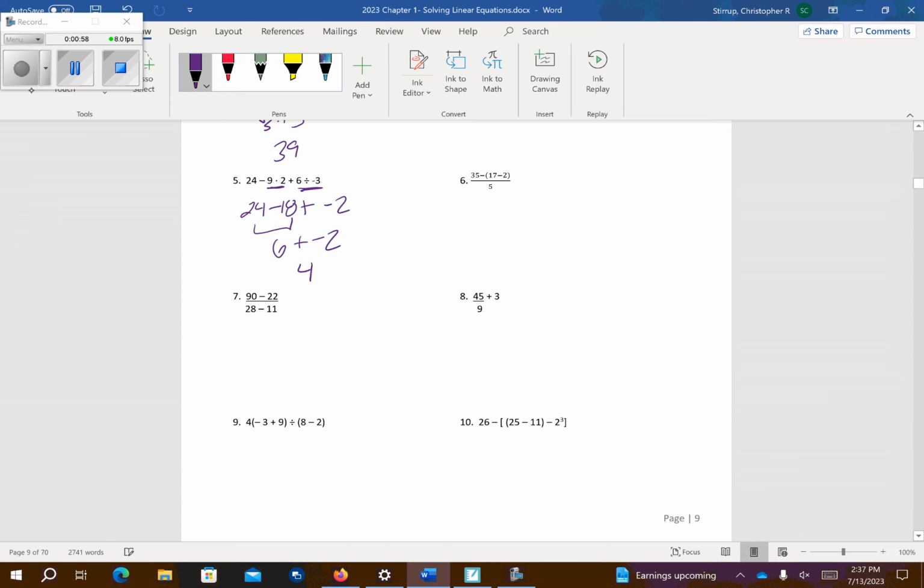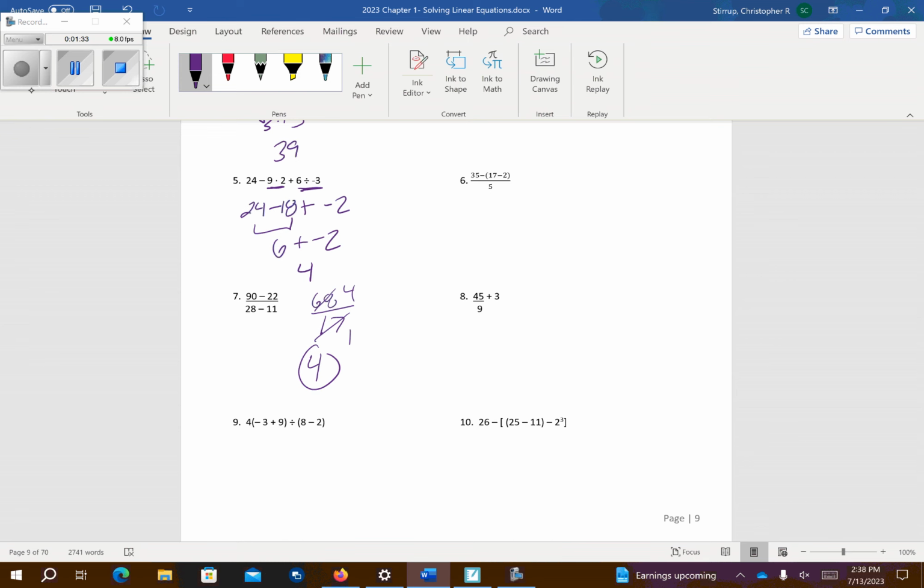Number 7, I'm going to take care of on top first. So I get 90 minus 22 is 68. And 28 minus 11 is, what is that, 17? And I don't think that's going to reduce, because 17 is a prime number, so nothing goes into 17 other than 17 itself. Actually, 17 goes right into 68. 17 goes into 68 4 times. So the answer is 4 over 1, which is just 4.